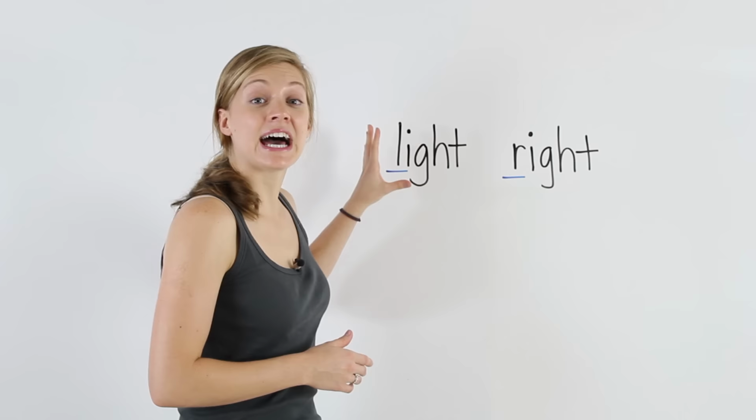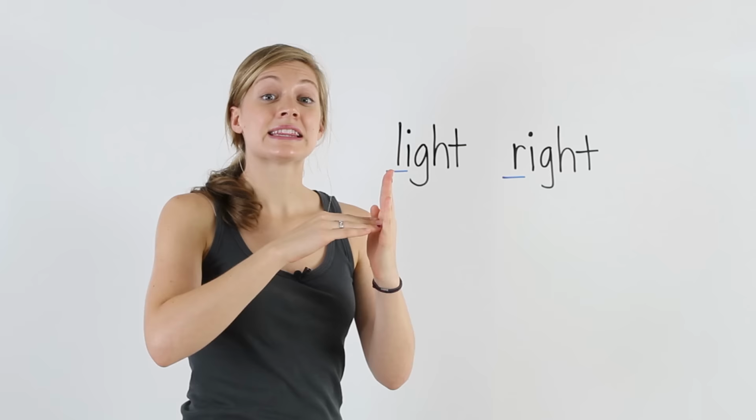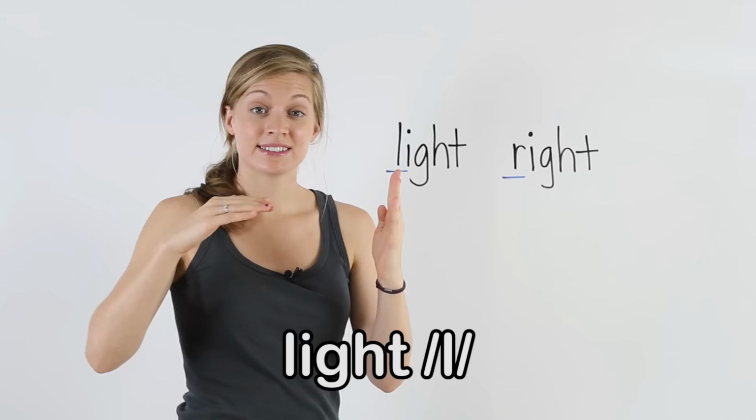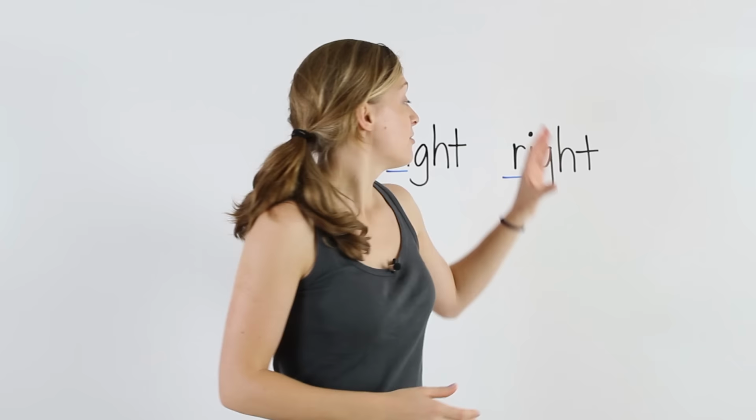Light. Now, if this is the back of my teeth, my tongue is touching the back of my teeth, and then I pull my tongue back. So, light. Light. Let's practice together. Light. One more time. Light.